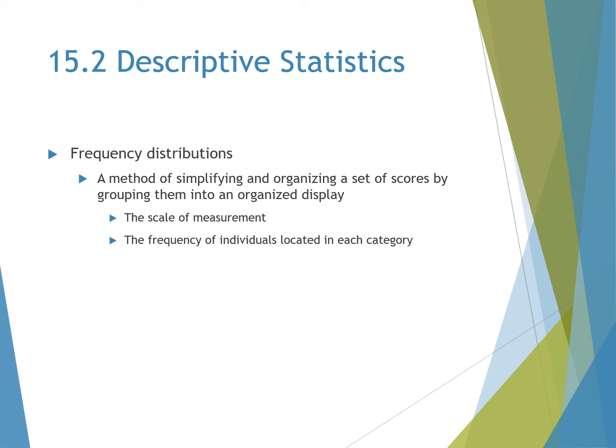So we're going to start by talking about descriptive statistics. Descriptives are a way to graphically depict scores. Frequency distributions are often a starting point. This was a method of simplifying and organizing a set of scores by grouping them into an organized display. Typically, it has two columns of information: the scale of measurement, which is basically all possible responses, and then the frequency of individuals located in each category. So how many people got each score.